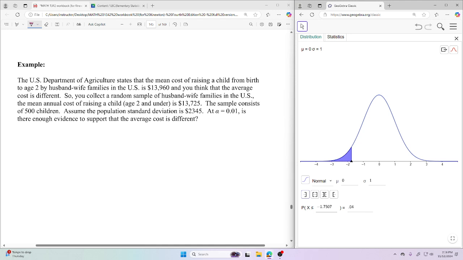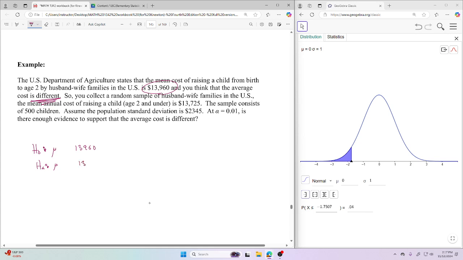We'll explain. Okay, so the U.S. Department of Agriculture says the mean cost of raising a child from birth to age 2 is $14,000. Let me tell you, medical costs. Besides that, I think they don't eat that much. My 2-year-old doesn't. Moving on. And you think that the average is different. So you're not going to say it's above or below. You're just not biased. I'm just saying it's different.